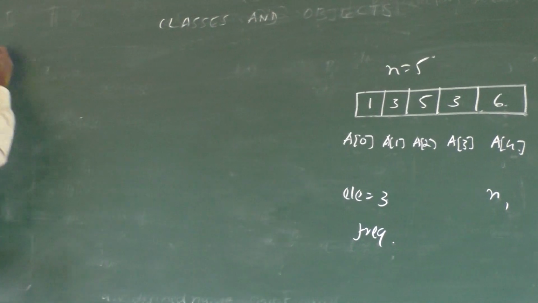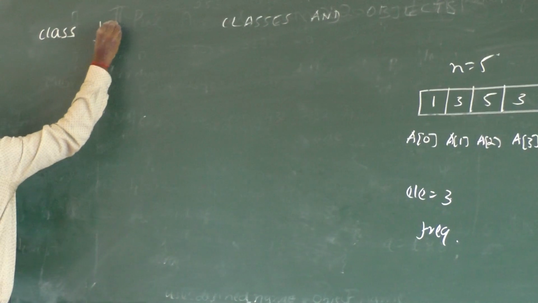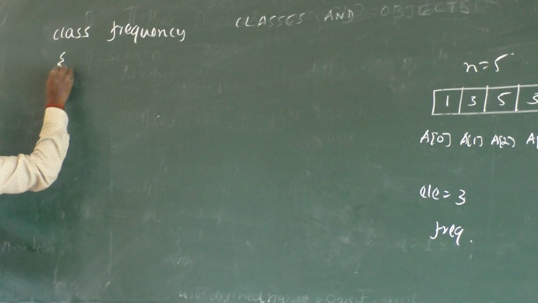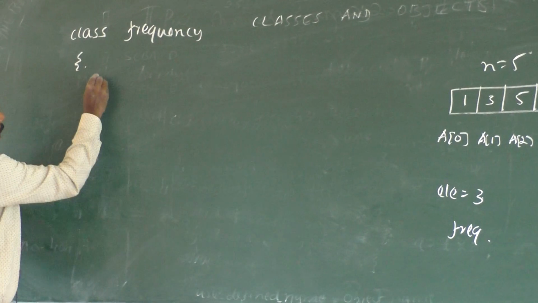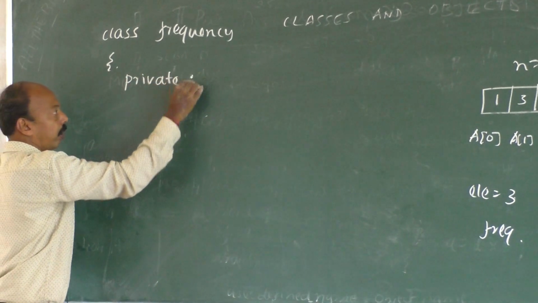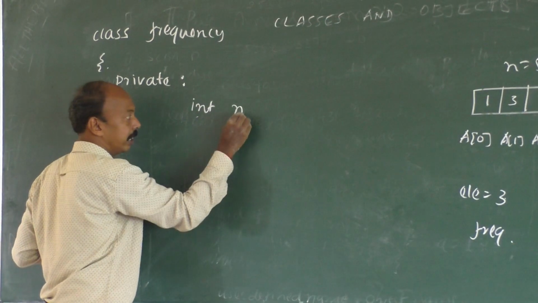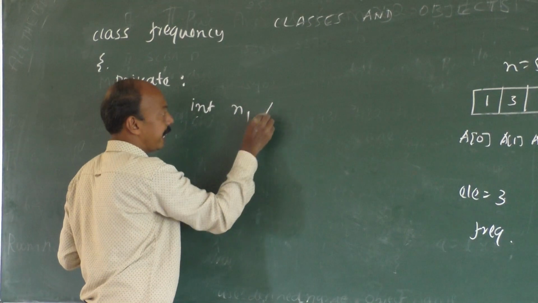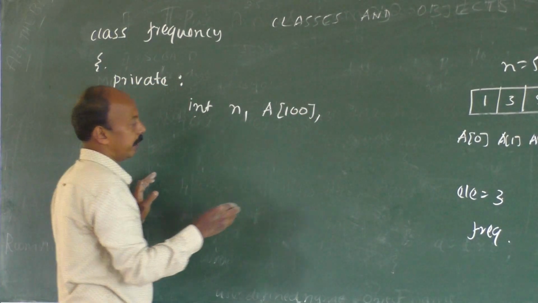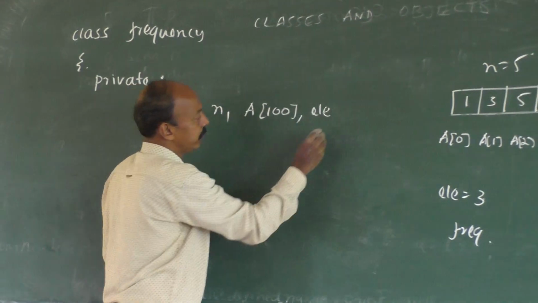Let us take the class frequency. Access specifiers: private colon, int, one is n, the other one is a of 100 we shall write. I will explain it. Then comes ele, one more is frequency.